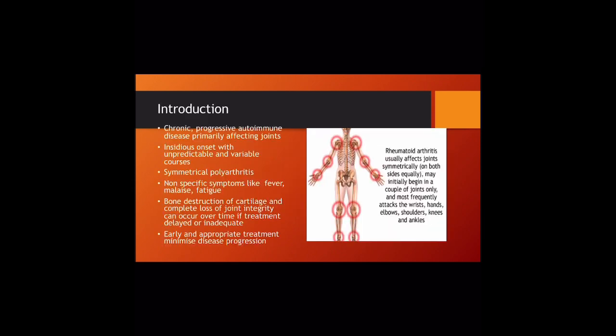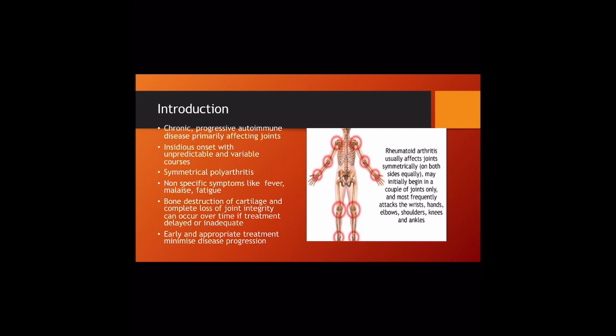Okay, for introduction, basically rheumatoid arthritis is an autoimmune disease, primarily affecting the joints, and the joints are always the small joints first. Usually that is the most common thing that we see. The joints that are affected most frequently are the wrist, the hand, elbow, shoulders, knee, and then ankles. And it's always symmetrical. That's why we say symmetrical polyarthritis.